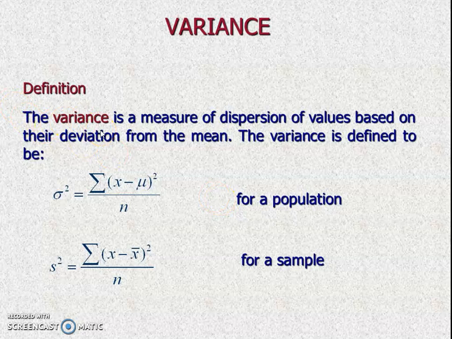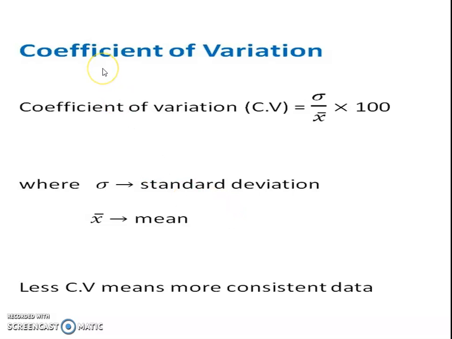The definition of variance is the measure of dispersion of the values based on their deviations from the mean. The variance is defined as sigma square equals summation (xi minus mu) whole square upon n for a population. For a sample, s square is summation (x minus x bar) whole square upon n. Coefficient of variation is very easy. Coefficient of variation, denoted by CV, is equal to sigma upon x bar into 100, where sigma is the standard deviation and x bar is the mean. Less CV means more consistent.